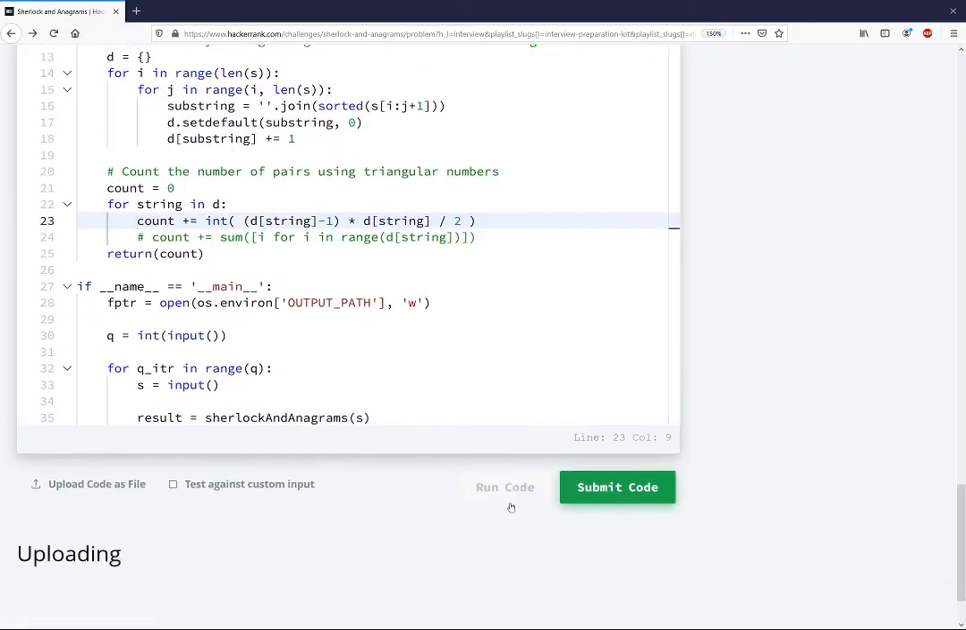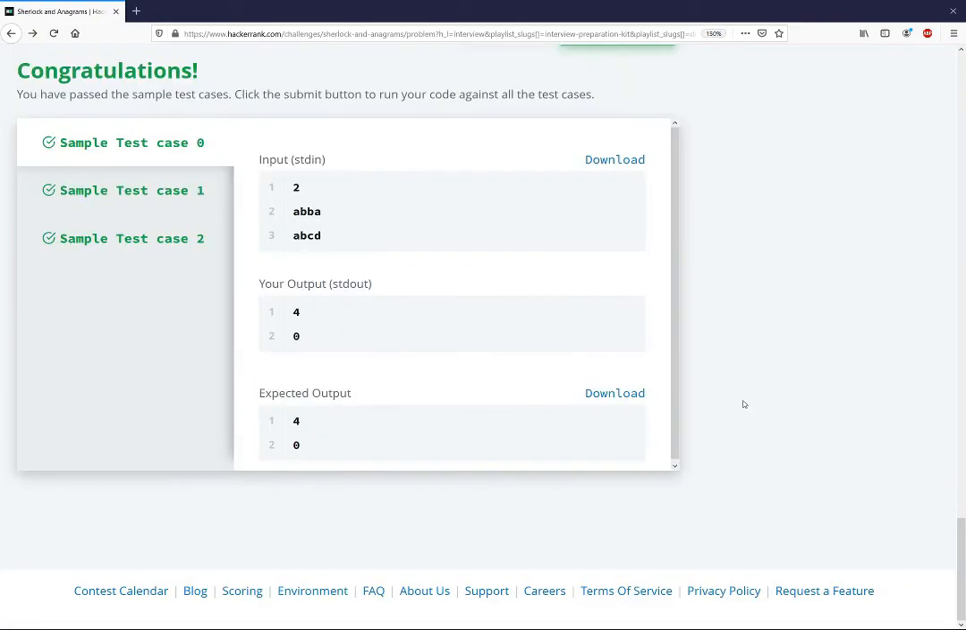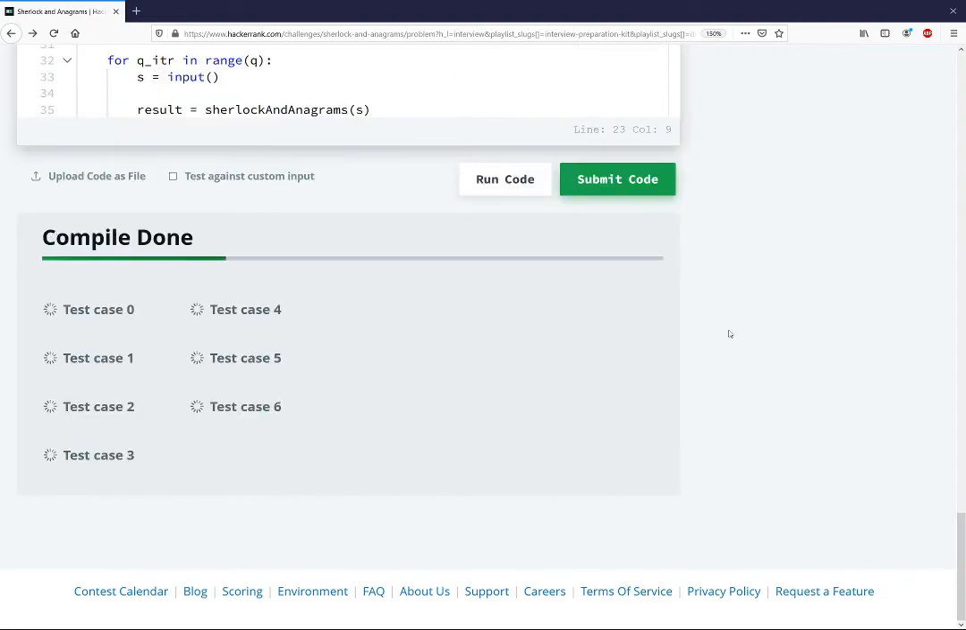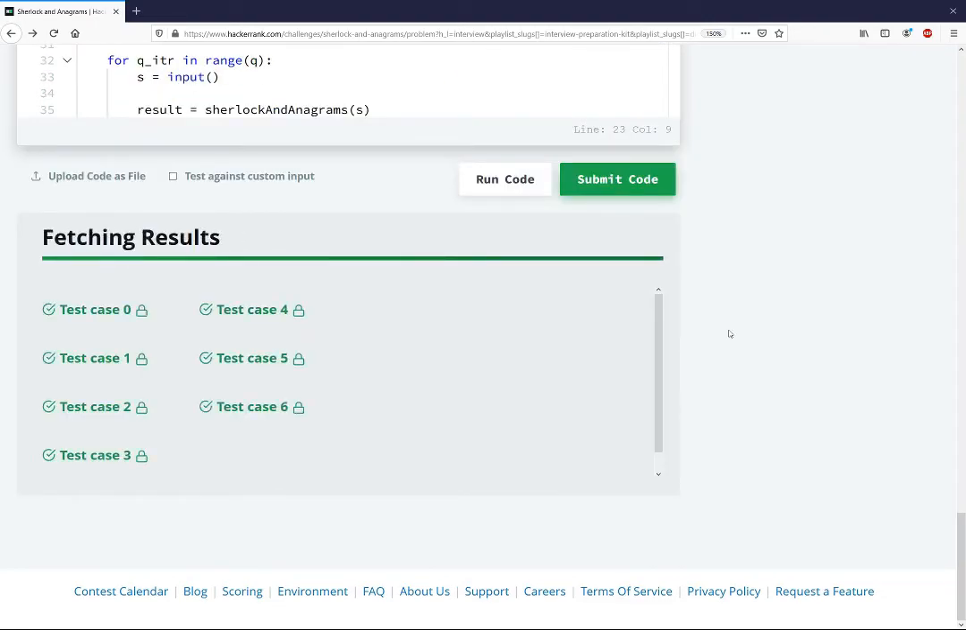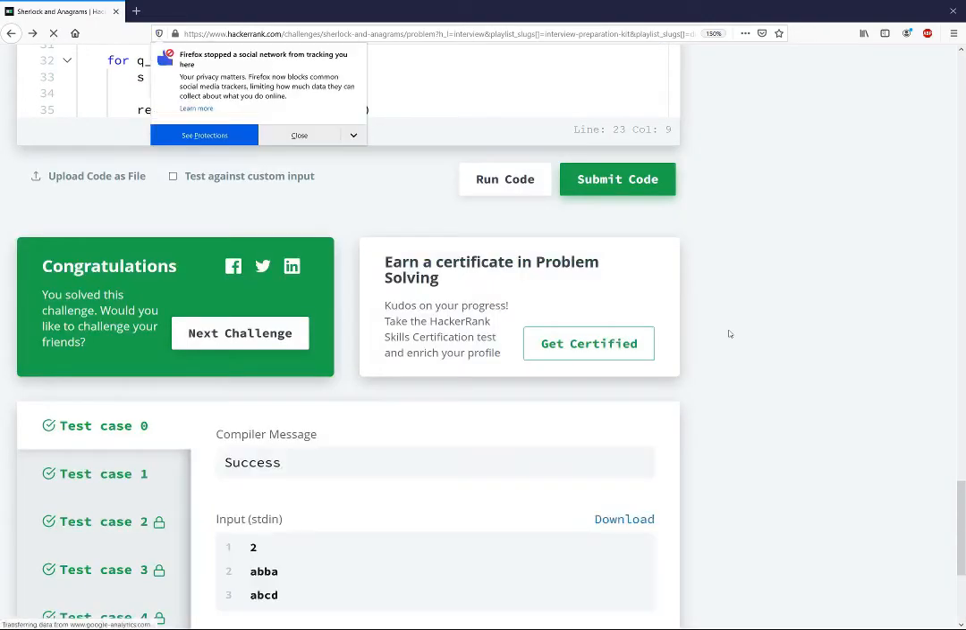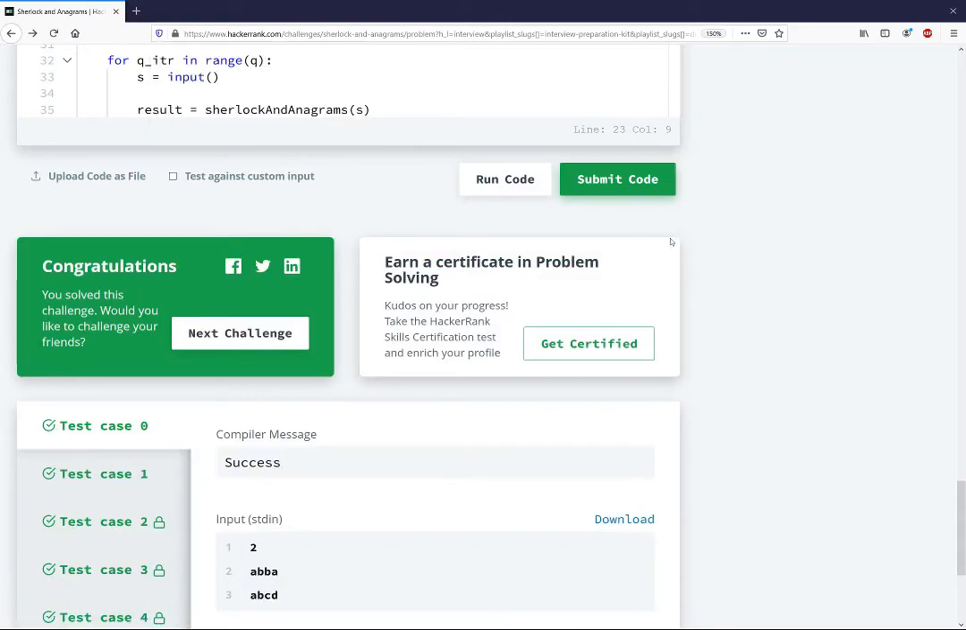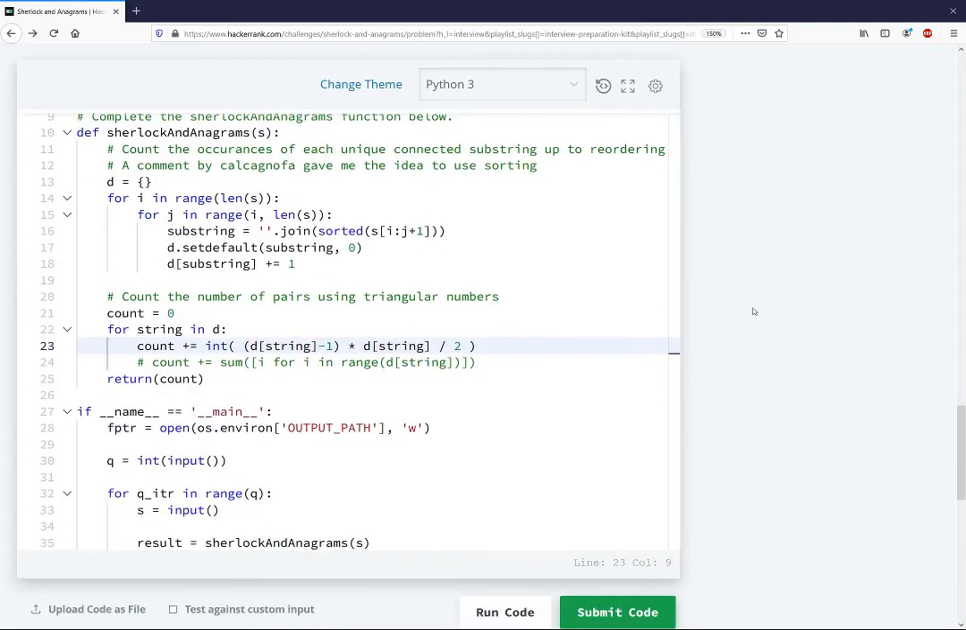But yeah, so let's go ahead and run this. And it seems to work. So we can go ahead and submit the code, and it works. All right.